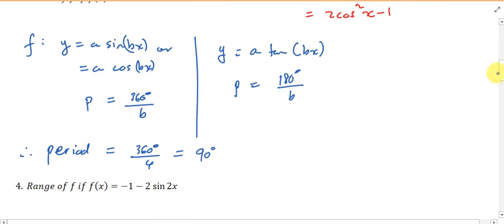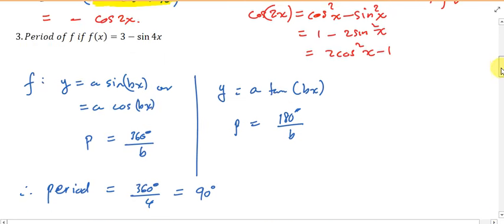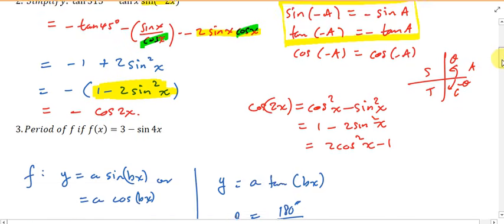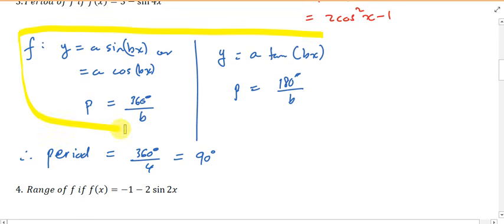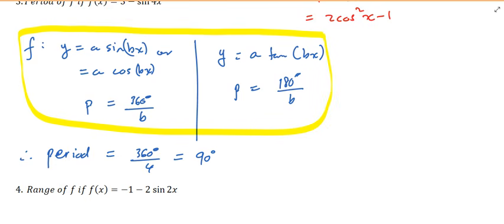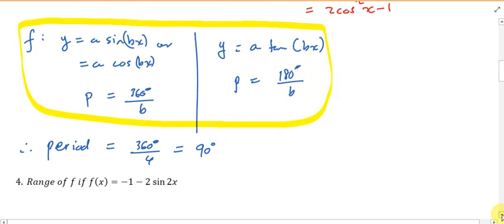Remember, you are not allowed to use a calculator, so you need to remember special angles, double angles, compound angles, right? All these basic rules. So let me just highlight this. This is just your rules here, right? Just to remember that. Let's look at the next one.